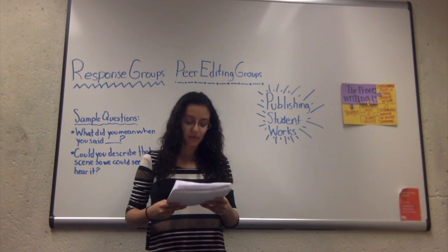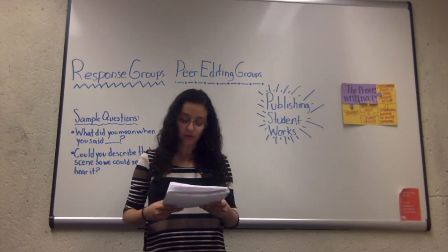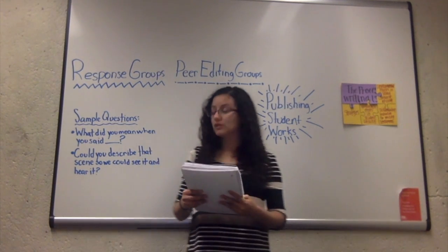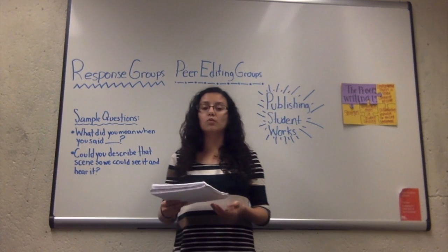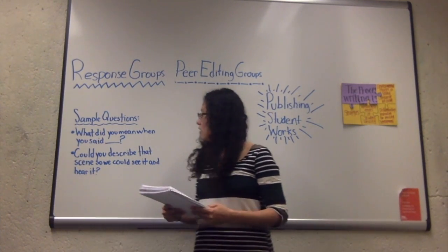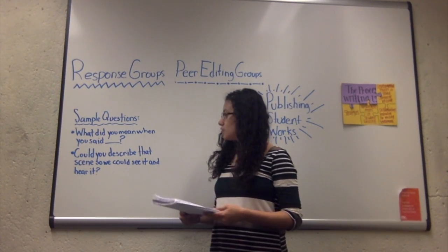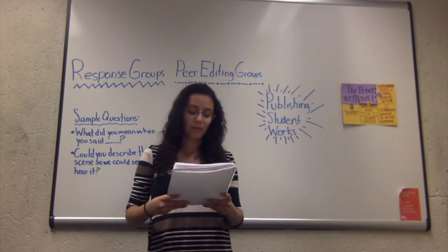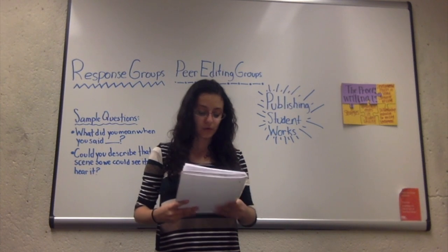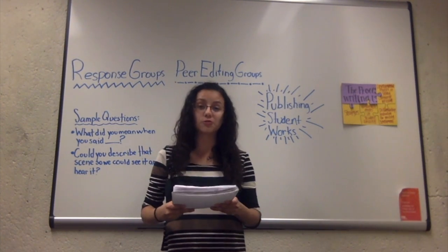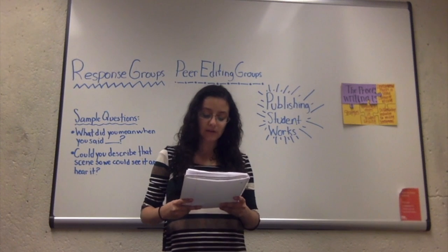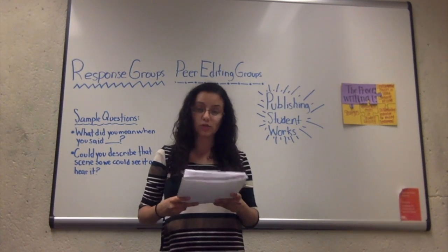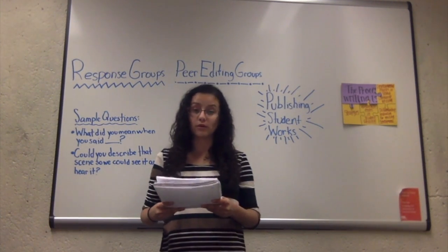One example is to provide a rough draft and ask model questions. Examples of questions are, what did you mean when you said blank? Or, could you describe that scene so we could see it and hear it? After we're done modeling the process, the students can go into their groups. Remember, allow your students to become independent learners by having them ask their peers questions before going to you.